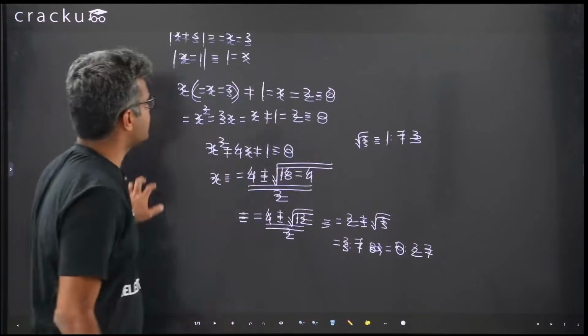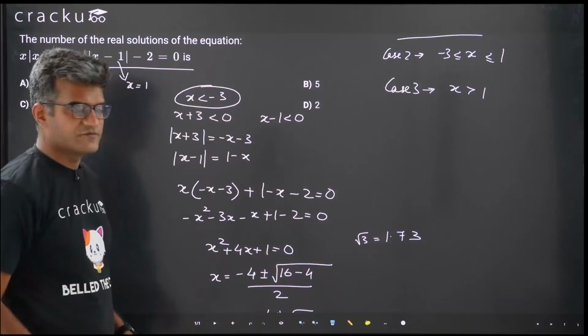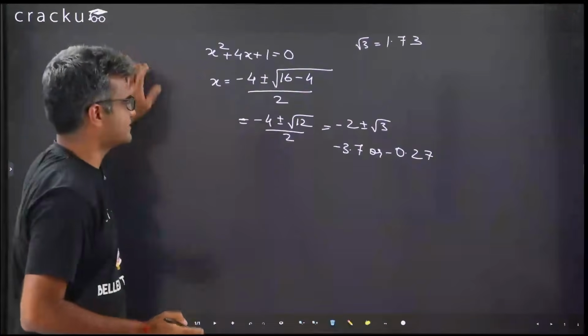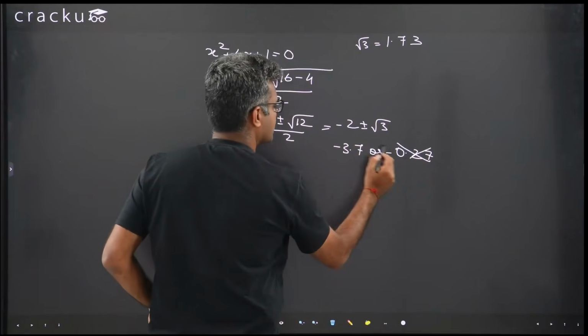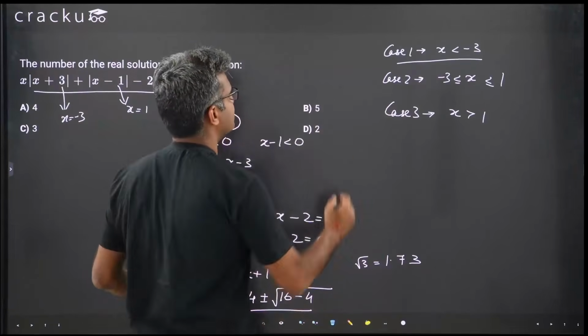But in this particular case, we are looking for only values of x which are less than minus 3. So if you are looking for values of x which is less than minus 3, this is not counted, this is counted. So in the first case, we have one solution.